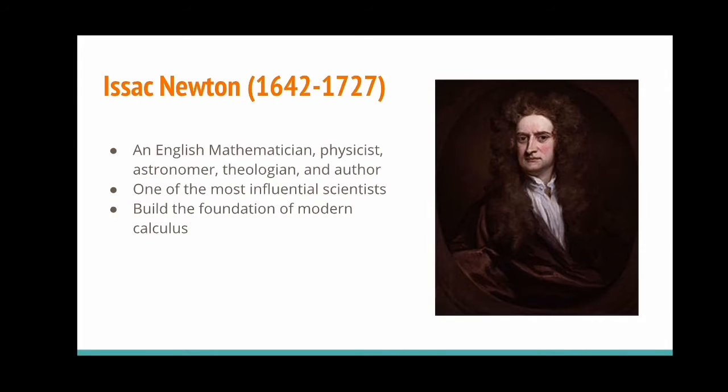To start with, we must talk about a very important person, Isaac Newton. He was born in 1642 and died in 1727. He was an English mathematician, physicist, astronomer, theologian, and author. He is one of the most influential scientists of all time, and he built the foundation of modern calculus.